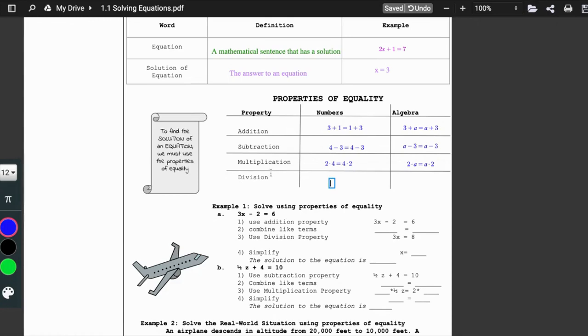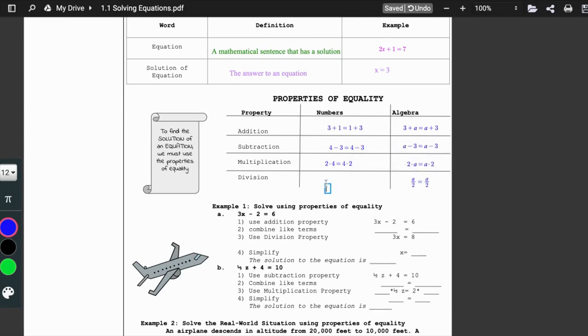And then division, you probably figured out. Let's do it with algebra just to stay status quo. For algebra, sorry, I need to drink more water. If I divide a by 2, then that is the same thing as dividing a by 2.